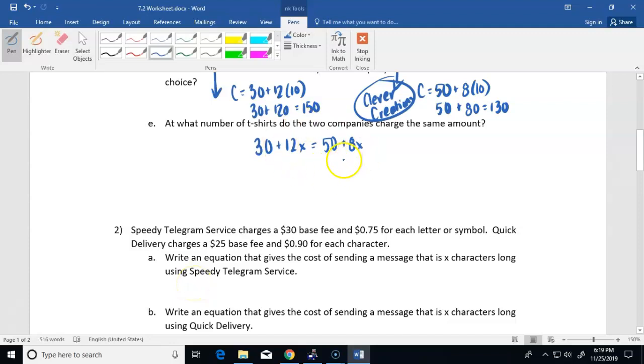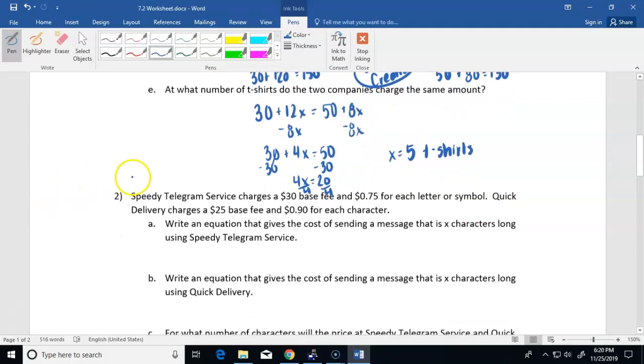And so to solve that, I would subtract that 8x. So 30 plus 4x will equal 50. Then I will subtract the 30. So 4x will equal 20. And the last thing is I would divide by 4, and x would equal 5 t-shirts. So for 5 t-shirts, the 2 companies would cost exactly the same.